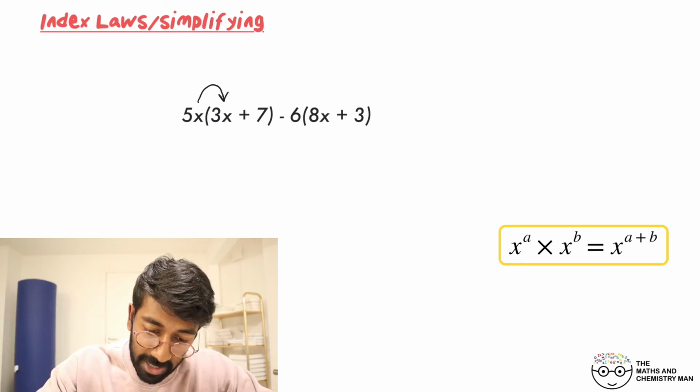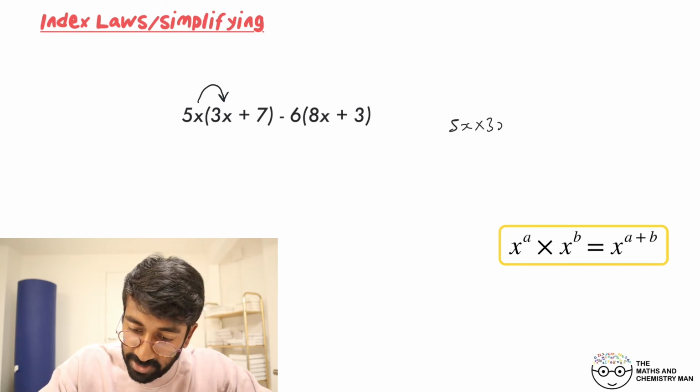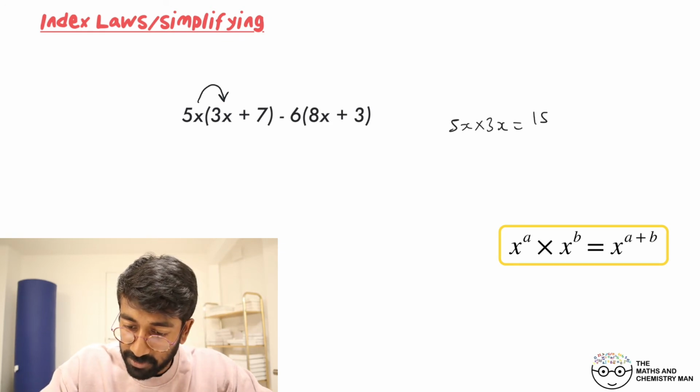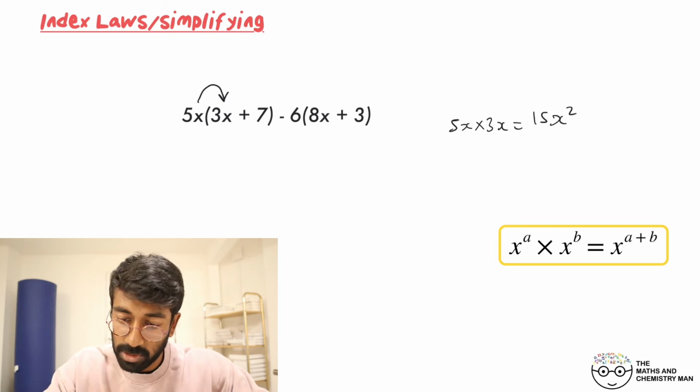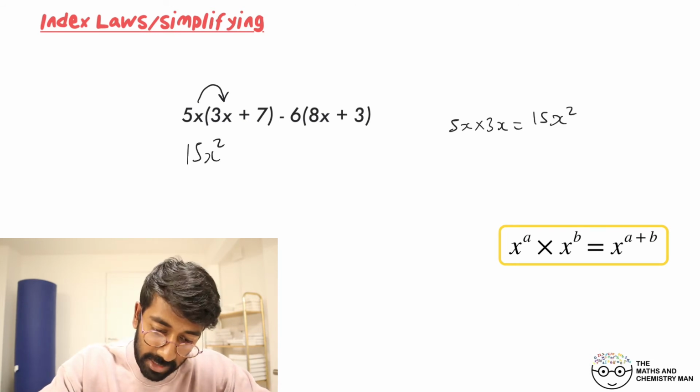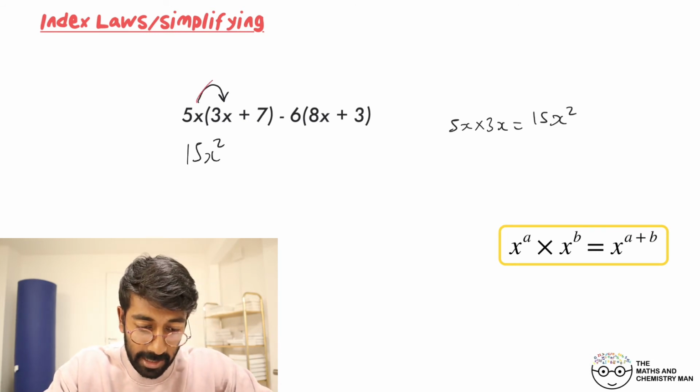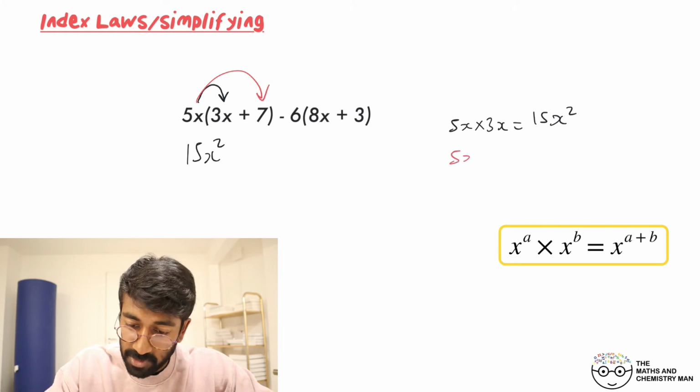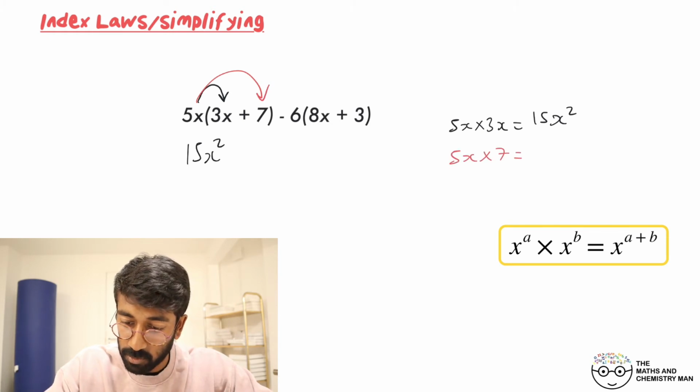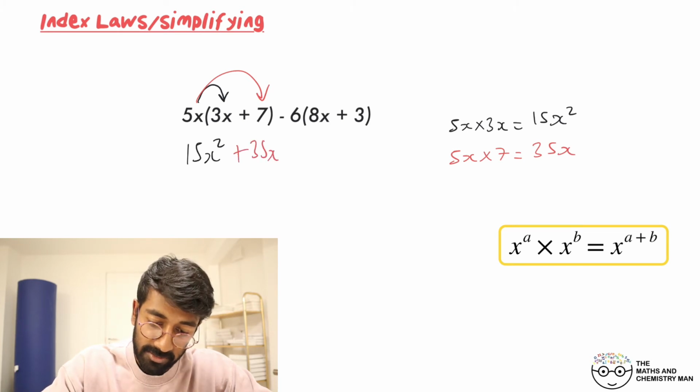So 5x times by 3x, that's going to give me, let's write this out here, 5x times 3x, 5 times 3, 15, and then x times x, remember index laws, x squared. So 15x squared. And then we've got 5x times by 7. So that's 5x times 7, which is going to be, well, 35x. So we can say plus 35x.